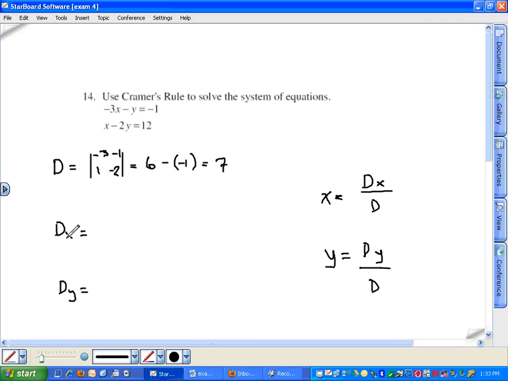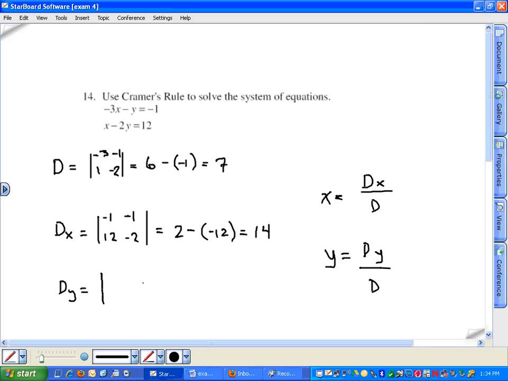Now the determinant d sub x, the subscript here is important because this subscript tells us which column needs to be replaced in this D matrix. The x column will be replaced with the constants negative 1 and 12. So the new matrix, in place of the x column, we're going to have negative 1 and 12, and we're still going to have negative 1 and negative 2 in the y column. This determinant is going to be 2 minus negative 12, which is 14.